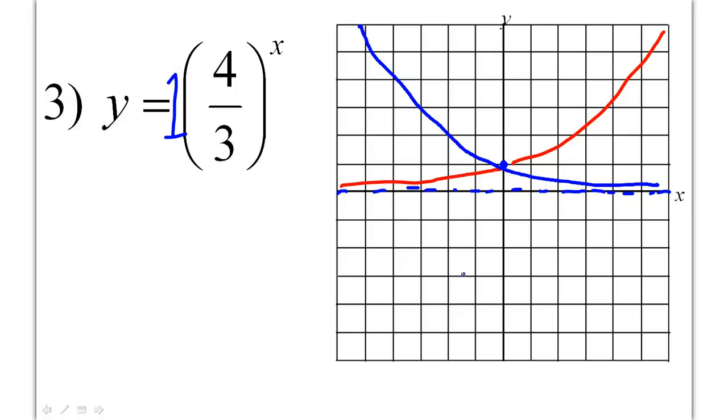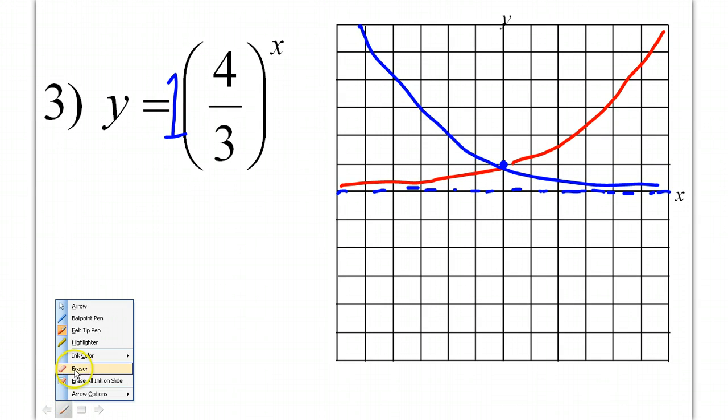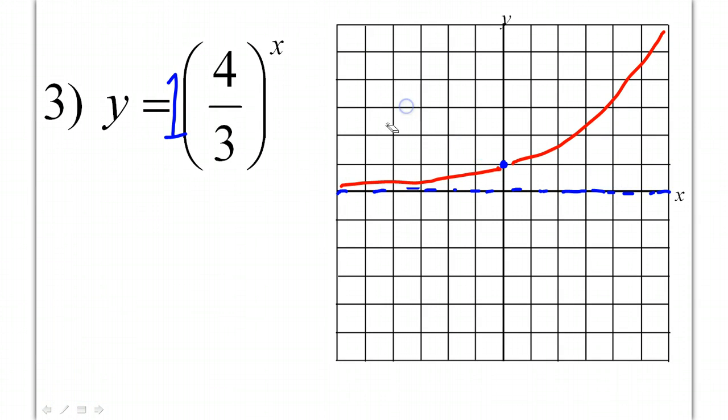4 over 3. Notice how we have the bigger number on the top? 4 over 3 is bigger than 1. Even though it's a fraction, it's bigger than 1. Therefore, it should be an increasing graph that's getting further and further away from the x-axis. So the red one is the one we want. So I'm just going to erase the other one. Okay? So that would be the correct graph. Any questions?